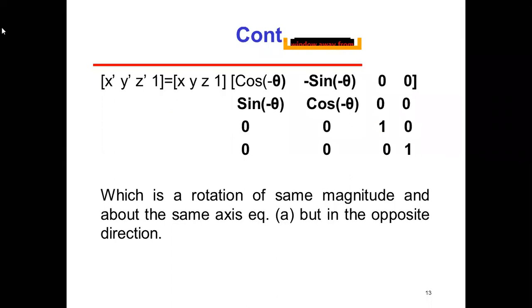So x dash, y dash, z dash 1, equals x, y, z 1, followed by this matrix. And in this matrix, I am doing nothing, just replacing theta by minus theta. So this is called the inverse transformation for the rotation, which is a rotation of the same magnitude and about the same axis but in the opposite direction. So if this is the inverse transformation, then the direction will be changed. I am just replacing theta by minus theta.